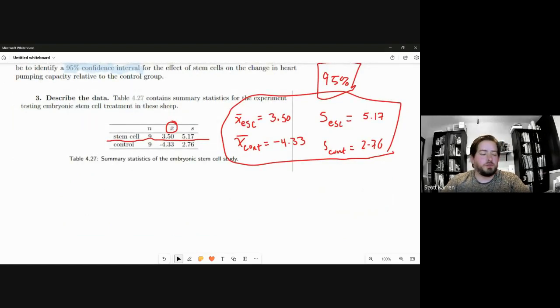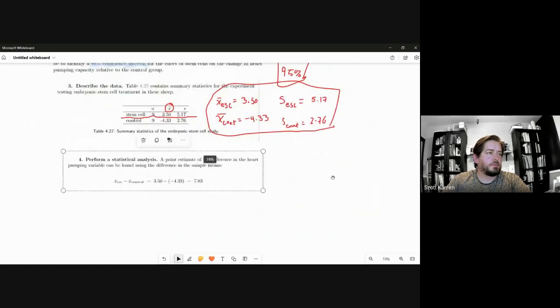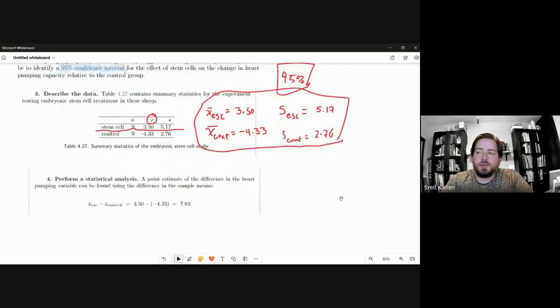And then, of course, we want to perform our statistical analysis. We get our point estimate by taking the difference of those two values. It's written here, so I'm not going to write it again, but it is the difference between the experimental stem cell group minus the control group, and so that's 3.50 minus negative 4.33, that is 7.83.